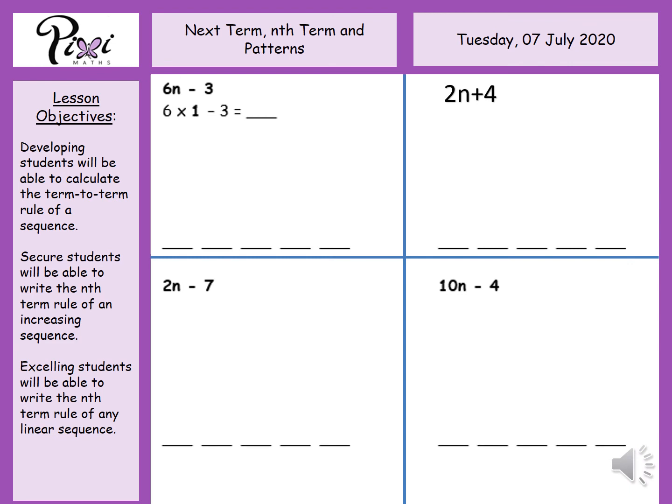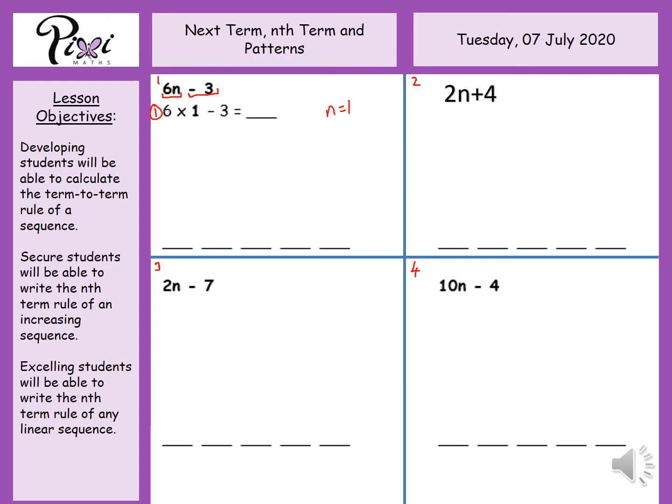So for the questions today, we've got 2 sections. So this is section 1. We can see we've got 4 questions. So 1, 2, 3, and 4. What you need to do is work out the first 5 terms of these sequences. So this one has been started for you. So this is 6n minus 3. So they've started working on the first term. So that is n equals 1.